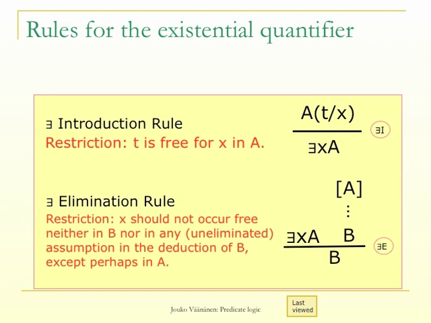The exists elimination rule says that if we assume ∃x A and we have a derivation of B from A as a temporary assumption, then we can conclude B and eliminate the temporary assumption A. The restriction here is x should not occur free neither in B nor in any uneliminated assumption in the deduction of B, except perhaps in A.